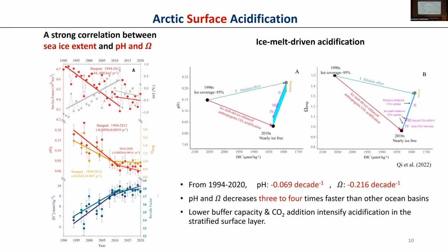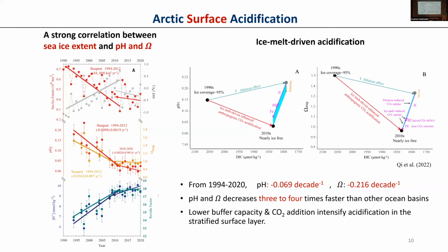This is not something surprising, but what made us very surprised is the rate. We quantified that from 1994 to 2020, the surface ocean acidification rate in the Canada Basin is actually about 3 to 4 times higher than in any other ocean basin. We also noticed a strong linear relationship between the summer sea ice extent and the pH and omega. The lower the sea ice, the lower the omega and the lower the pH.